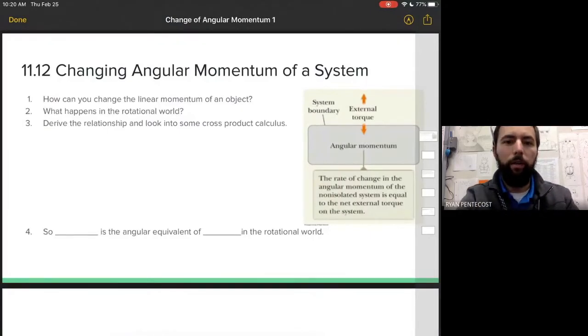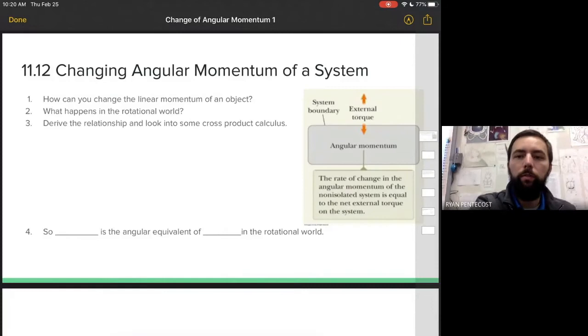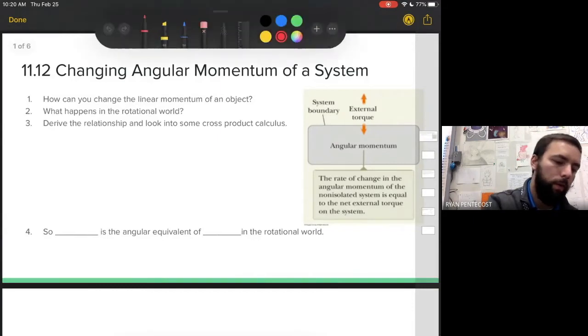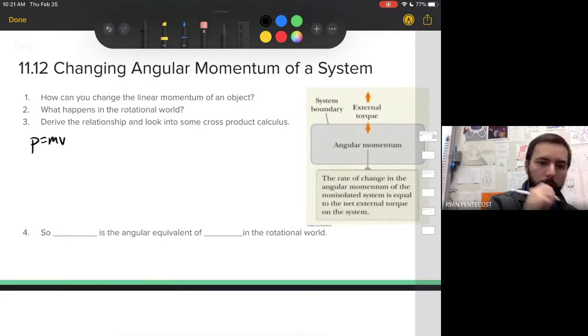Hi everyone. Today we're going to talk about changing angular momentum of a system and what that looks like. So first, let's talk about how you can change linear momentum of an object. When we're talking linear momentum, we're talking about p equals mv.